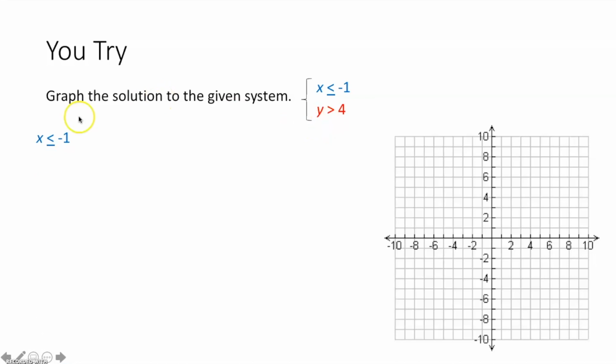Okay, doing the same thing. Let's plot our first one: x is less than or equal to -1. So we start. Is it in slope-intercept form? No, it doesn't need to be. It's x equals a number. That's an equation of a vertical line.